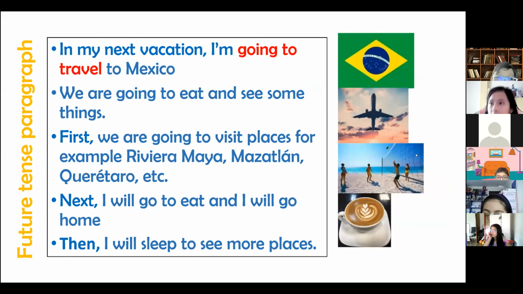In my next vacation, I am going to travel to Mexico. We're going to eat and see some things. First, we are going to visit places, for example, Riviera Maya, Mazatlán, Quetzalán, etc. Next, I will go to eat and will go home. They will sleep to more places.